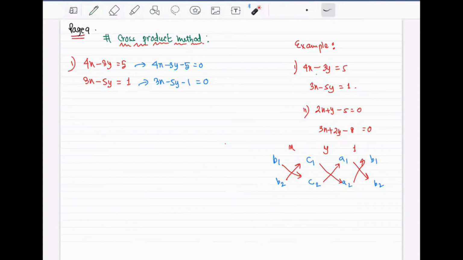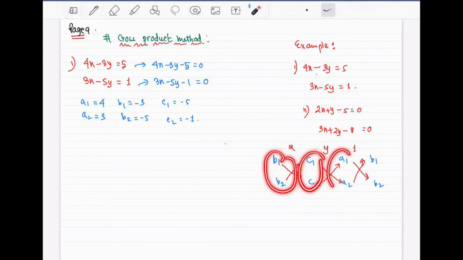Now we have to figure out a1, a2, b1, b2, c1, c2. A is the coefficient of x. So a1 is here, this 4 is a1, this 3 is a2. And for b1, b2, you have to consider the negative sign here. Okay, now let's write the values. A1 is 4, a2 is 3, b1 is minus 3, b2 is minus 5, c1 is minus 5, c2 is minus 1.